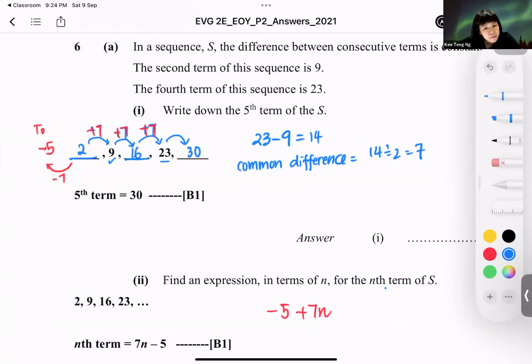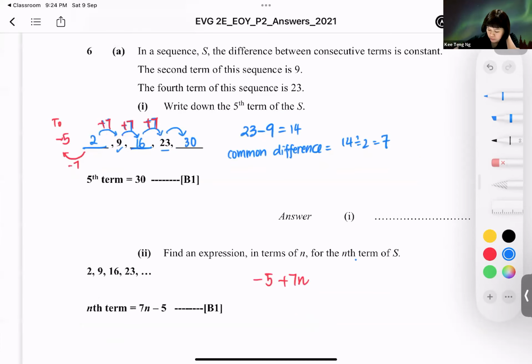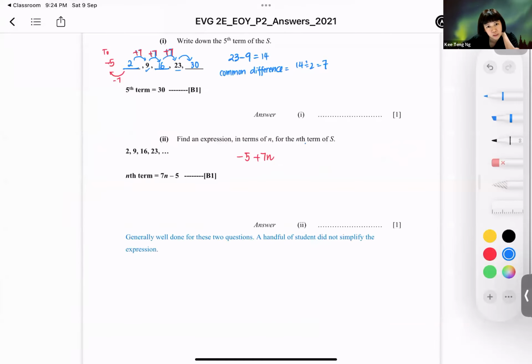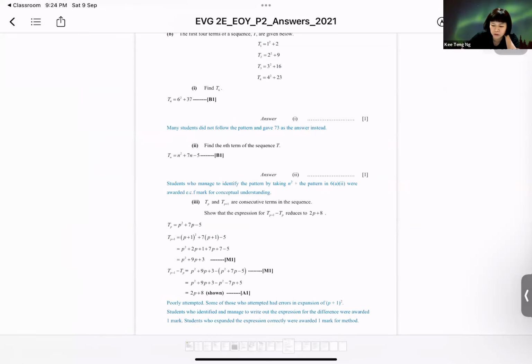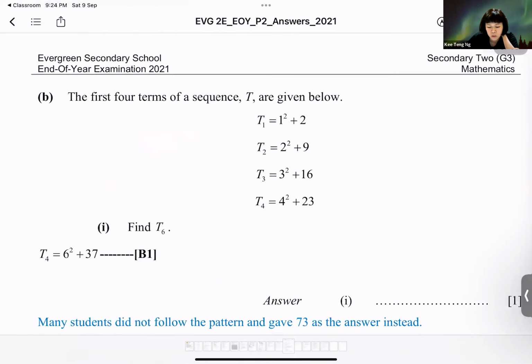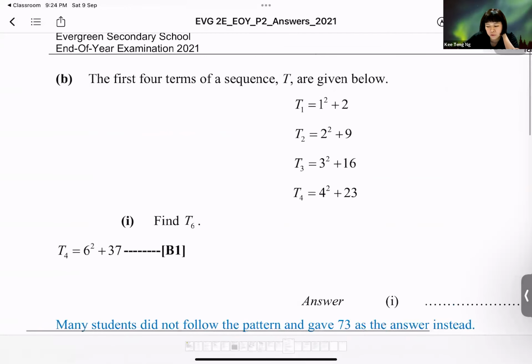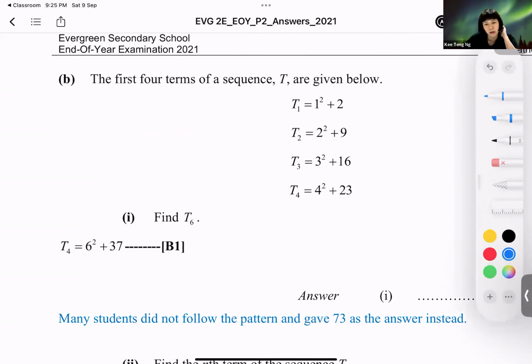So in this case, I found the answer for the 5th term, which is 30, and also the expression for the nth term of the sequence. Okay, have you gotten the answer? Now, definitely they're going to ask me something else, right? So in another sequence, the first 4 terms have a different pattern. That's why you notice that this will have a particular different pattern.